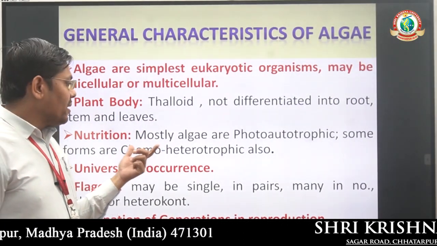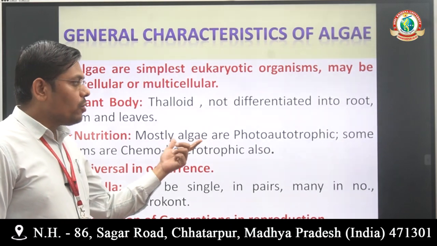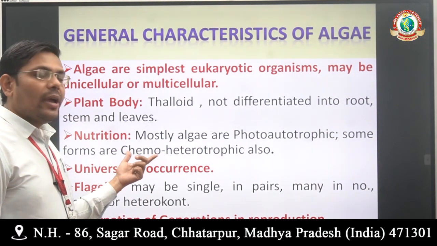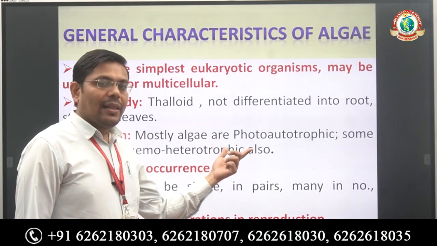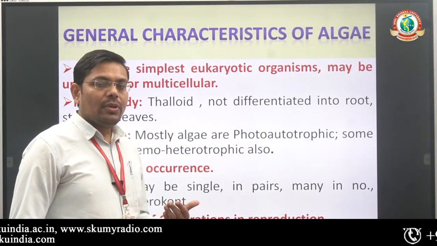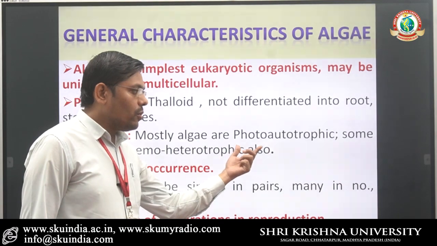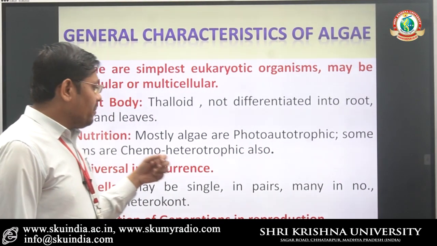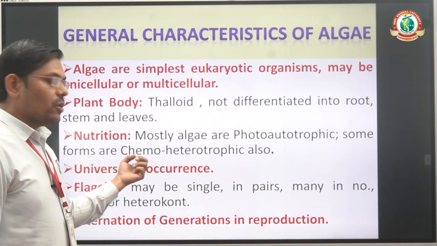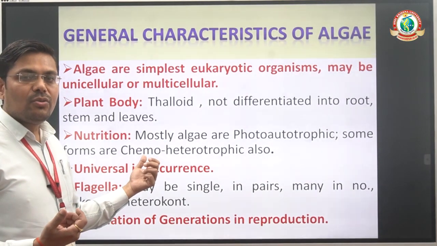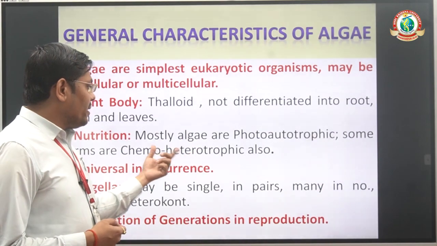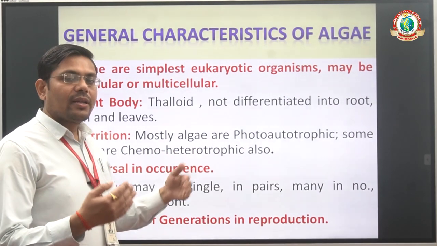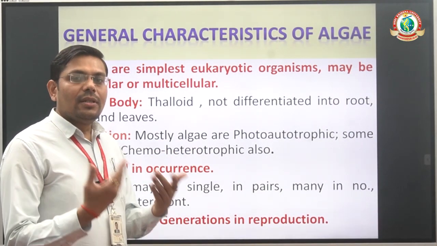Nutrition in algae: mostly they are photoautotrophic in nature, because they derive their energy from the light and produce their own food. That is why they are photoautotrophic. Sometimes they are heterotrophs, because they derive their nutrition or food from other dead and decaying material. That is why they are heterotrophic in nature.